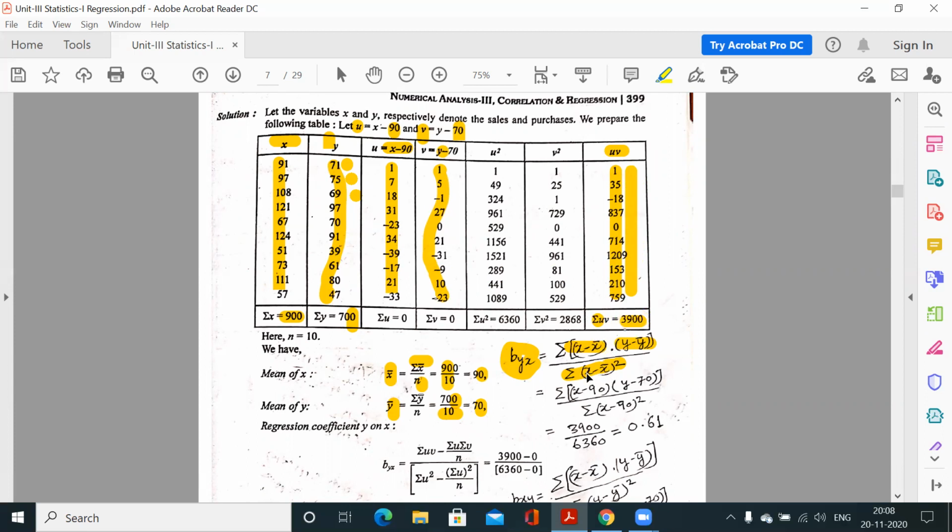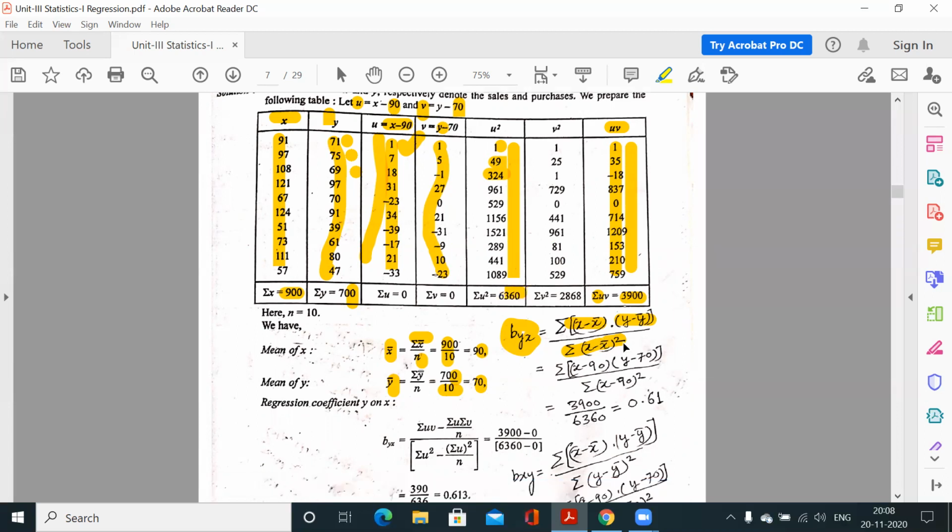Now the denominator, x minus x bar whole square. First we have to square the differences, then we have to make the sum. Clear? This is not the square of the sum, this is the sum of squares. So first we have to find the squares. For x minus x bar, this column, we have to square these values. So 1 squared is 1, 7 squared is 49, 18 squared is 324, like all the squares. And now adding all these squares gives 6360. So this is the denominator.